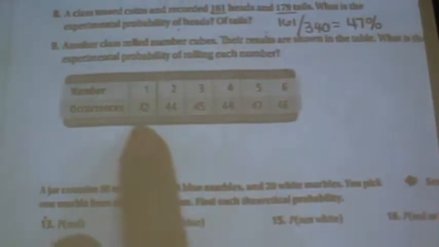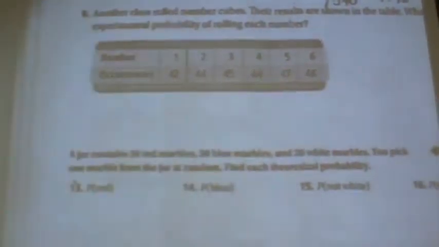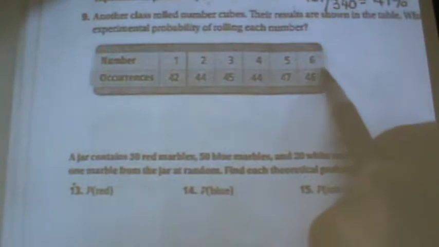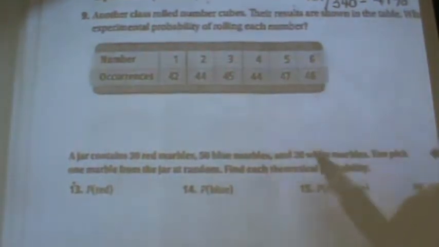Okay, number 9. It says another experiment was conducted and we're rolling cubes. And it says here's the results. They rolled a 1 42 times. They rolled a 2 44 times. A 3 45 times. A 4 44 times. A 5 47 times. And a 6 46 times. What is the experimental probability of rolling each number?